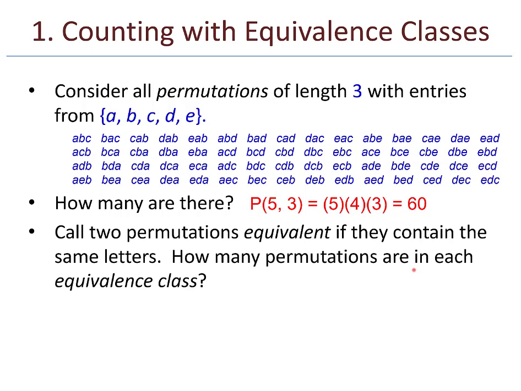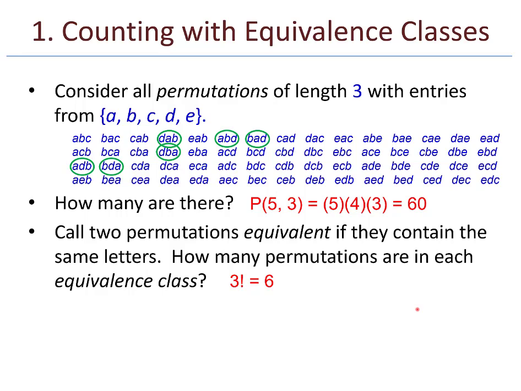Let's call two permutations equivalent if they contain the same letters. How many permutations are in each equivalence class? Well, the answer to that is 6. That's 3 factorial, because if I have 3 things, I can permute them in 6 different ways. And for example, up above I've circled the 6 permutations that are made of all of the letters A, B, and D.